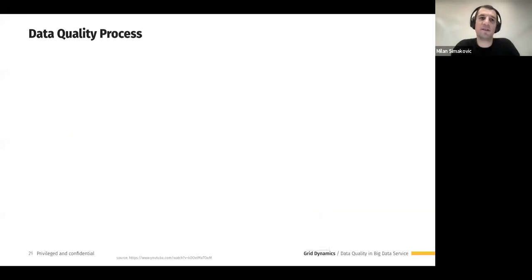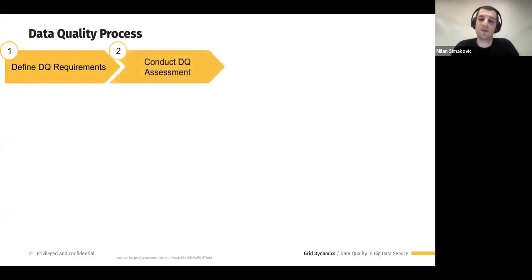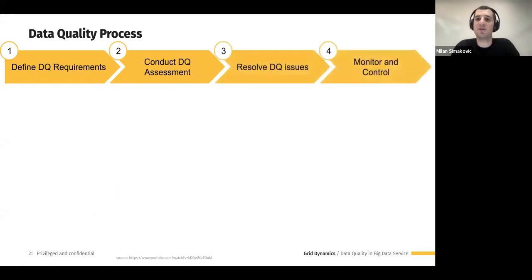So once we have these data quality rules, we can use all of them and start working on the data quality. The data quality process consists of 4 steps. First, we need to define data quality requirements. Second, we need to conduct data quality assessment. After that, resolve detected data quality issues, and finally monitor and control the data quality of a specific data set.